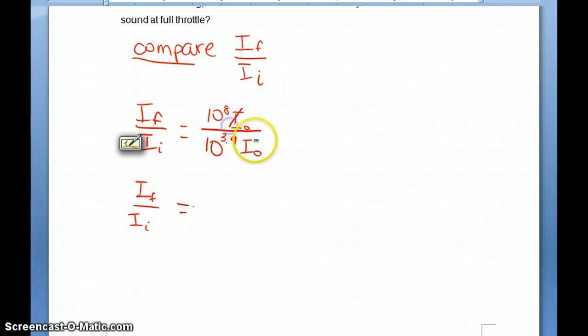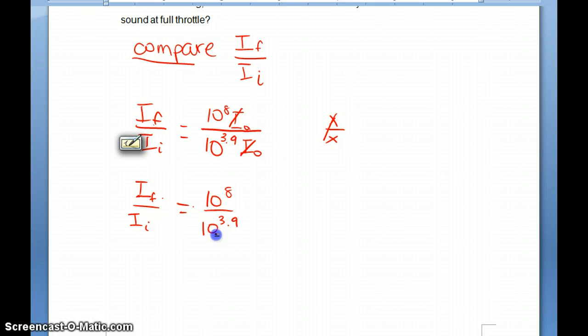So we can cancel those I naughts. These two are the exact same value. So say we had x over x, those two would cancel out. Similar to this, these are both the exact same values, so we can cancel them out. So what we're left with is 10 to the power of 8 divided by 10 to the power of 3.9.